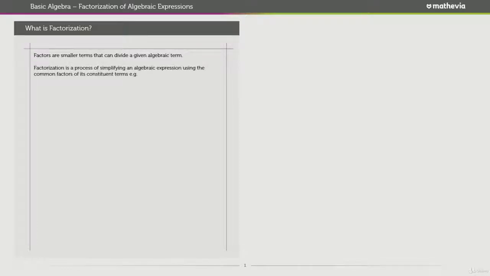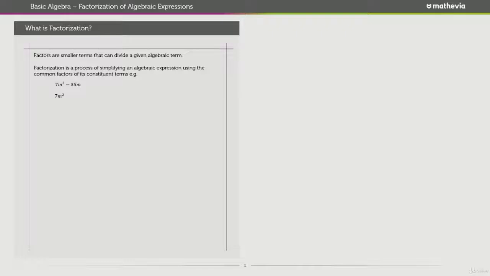So what then is factorization? Factorization is a process of simplifying an algebraic expression using the common factors of its constituent terms. For example, I have this algebraic expression here: 7m squared minus 35m, and we're going to factorize this. To factorize this, we draw out the constituent terms. We have two terms: 7m squared as the first term, and the other term is 35m.